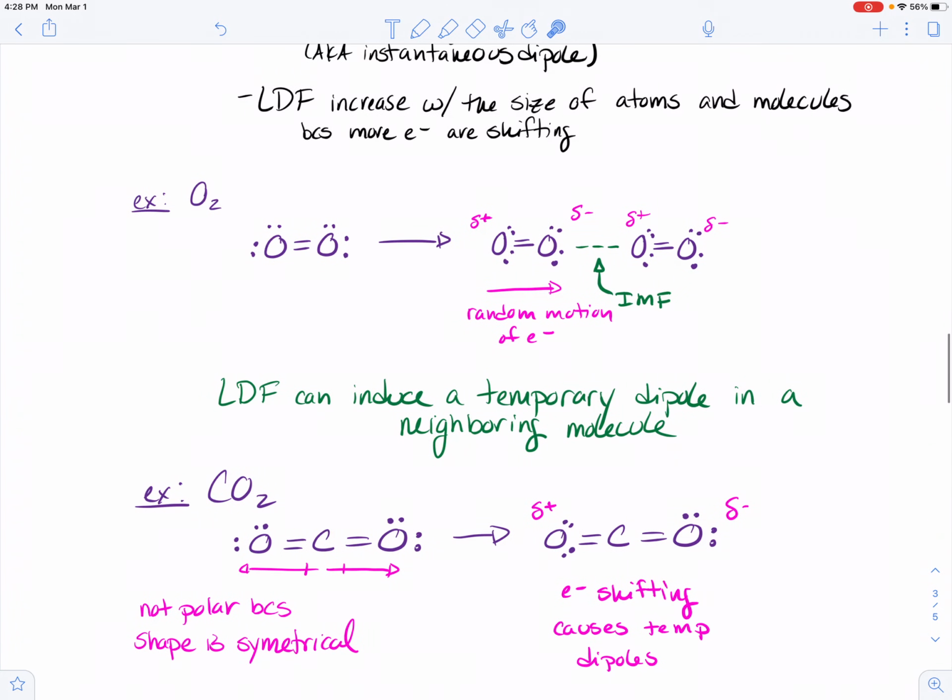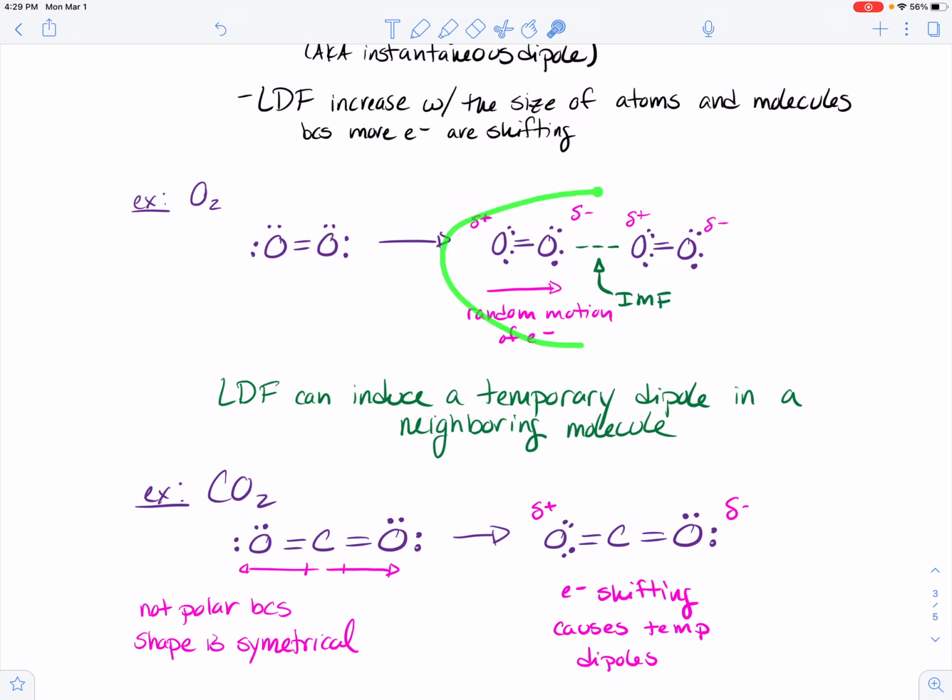Also, they've seen that during a London dispersion force, it can induce a temporary dipole in its neighbor. So when these electrons shift over to the right, and this has a slight negative charge, that slight negative charge might actually push these electrons also to the right because negative repels negative. So this slight negative repels these electrons away, causing that instantaneous dipole to form here, causing an attraction between these two molecules.